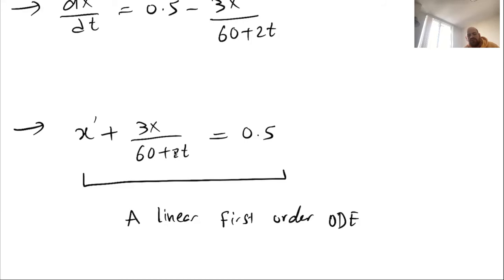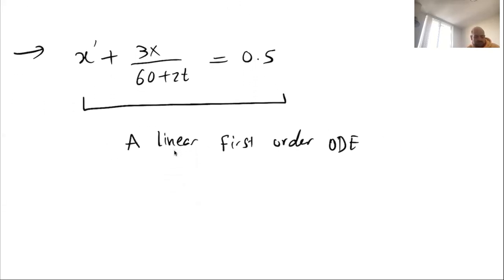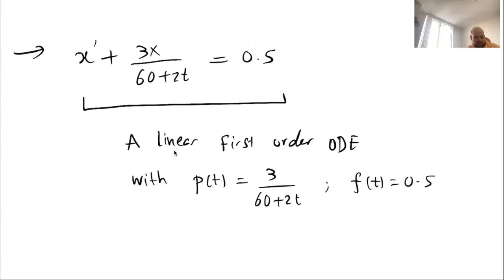So again, remember, it doesn't matter. Sometimes in ODE, we use x as the independent variable, y as the function. And sometimes, especially in physics, we use t as the independent variable and x as the function. So I hope that this doesn't confuse you. The concepts are still the same. We're just using different letters. So it's a linear first order ODE with p of t here. p of t is 3 over 60 plus 2t. And f of t here is 0.5.